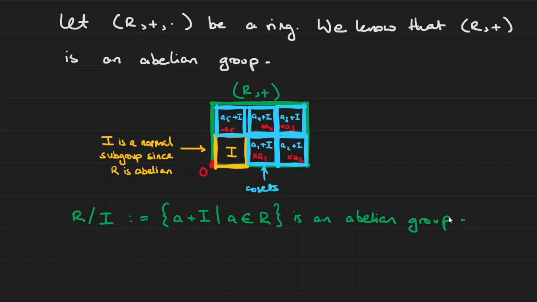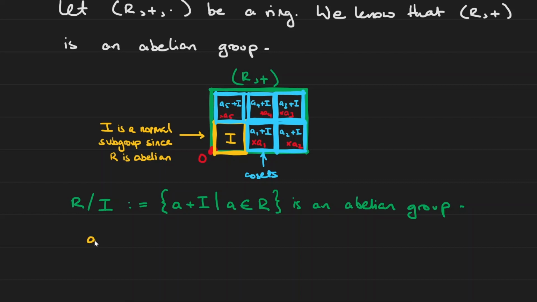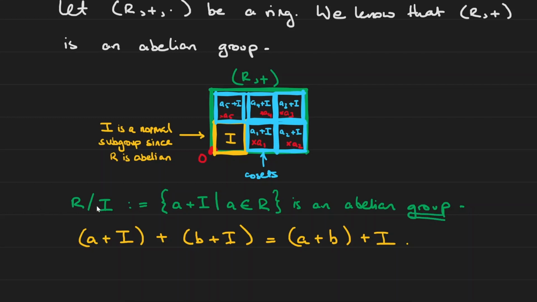And from group theory, we also know how to define the composition on this quotient group. Namely, if you take a coset a plus I and add it with another coset b plus I, then this is going to give you the coset a plus b plus I. So far, this quotient group is a group, but we also want to inherit the ring structure from our original ring onto this quotient group as well.